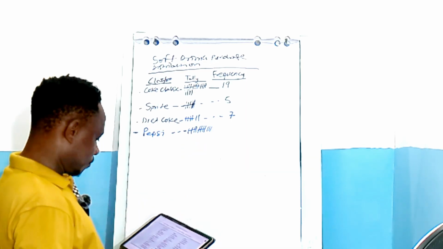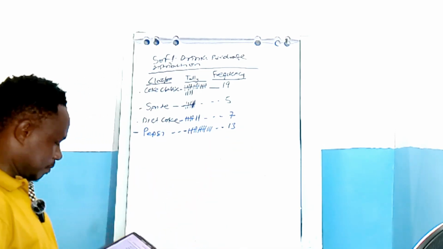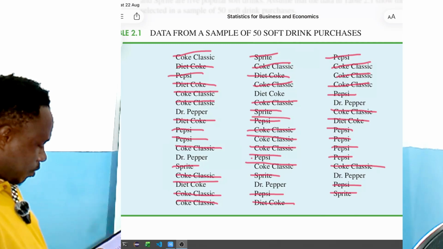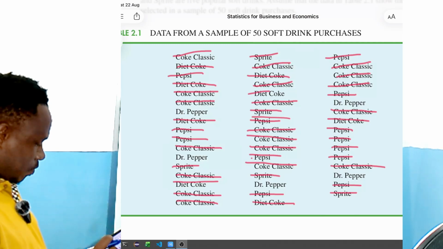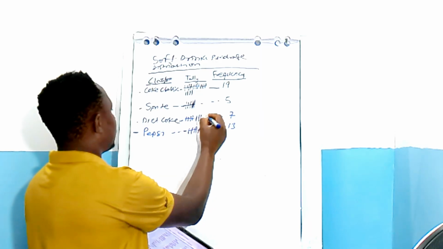13 Pepsi. Right? 13 Pepsi. Sorry, we left one out. Diet Coke, which is this one. So Diet Coke should really be 8.